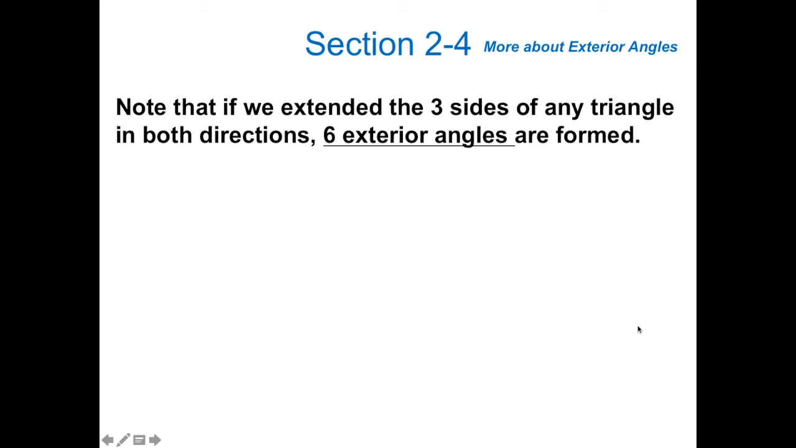thing about exterior angles and how many exterior angles get formed if you extend all the sides, in both directions here. So it's a special note here. Note if we extended the 3 sides of any triangle in both directions, so 3 sides, 2 directions, that's 6 total directions we're extending the triangle. So that means we end up with 6 exterior angles.